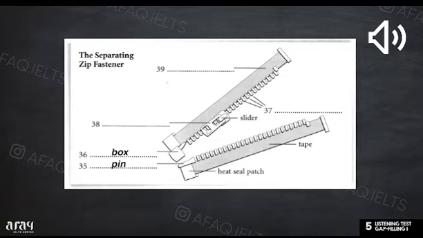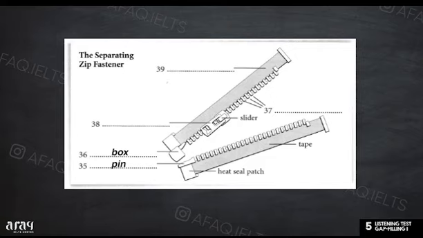Running up the inside edge of each half are dozens, possibly hundreds of metal teeth, each of which has a small hook and an equally tiny hollow. Well, let's get on with the next question. Now would be question number 37.